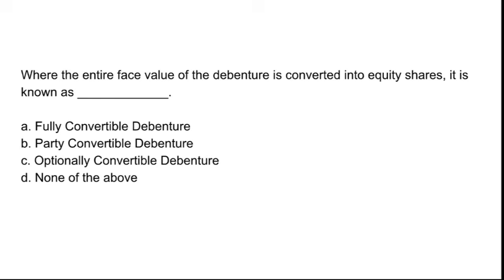Okay. Now let's go to the next question. Where the entire face value of the debenture is converted into equity shares, it is known as. The question itself is giving you the answer. Options are A, fully convertible debentures, B, partly convertible debentures, C, optionally convertible debentures, D, none of the above. And the correct answer is fully convertible debentures.